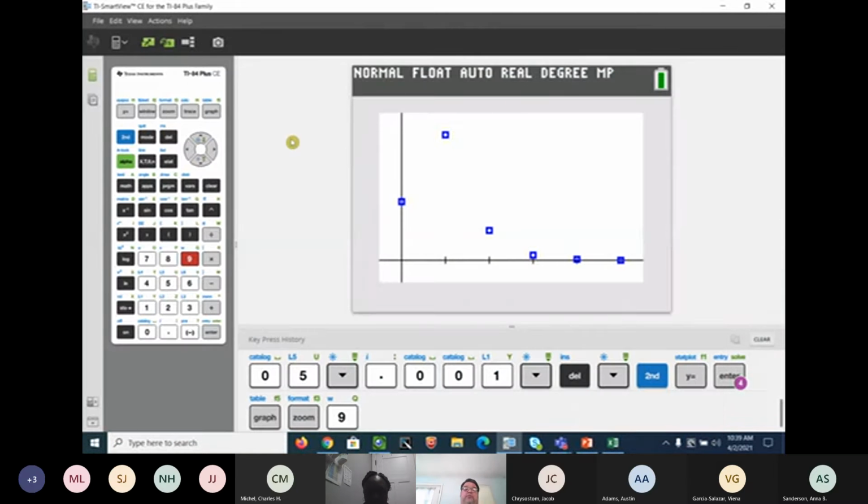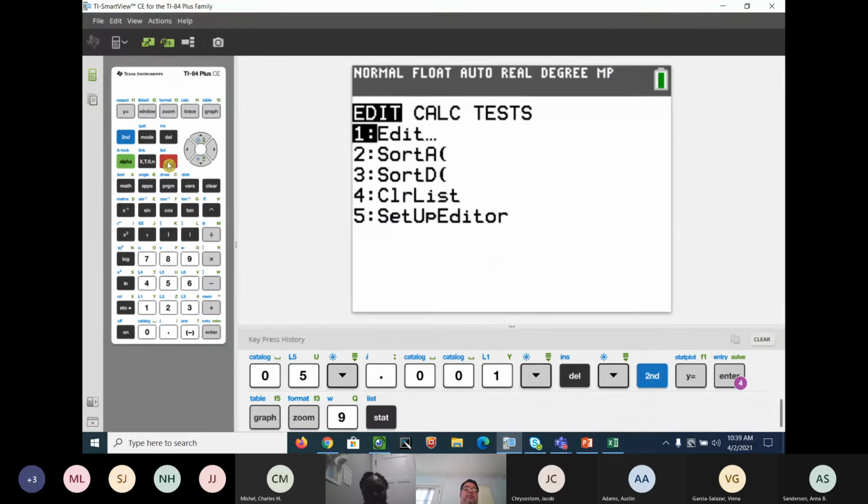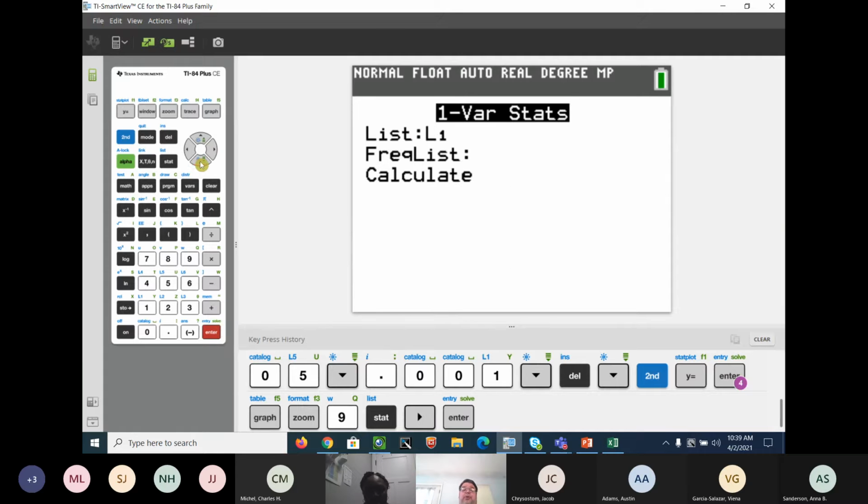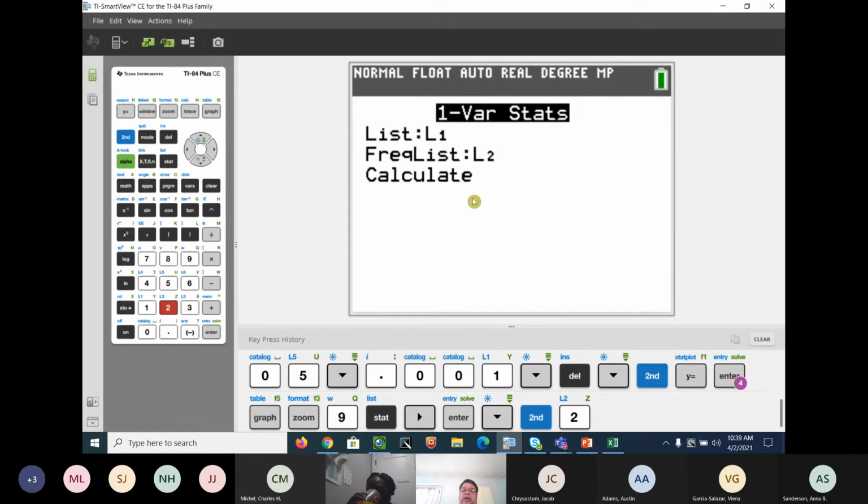Okay, now let's find what the mean and the standard deviation are. Hit stat, calculate, and choose first variable statistic. That means the one you need to find the statistics on. Hit enter. Go down to frequency list and hit second 2. Somebody tell me what's above the 2 in blue? Look on your calculator. L2. That's what you have to type in, L2.